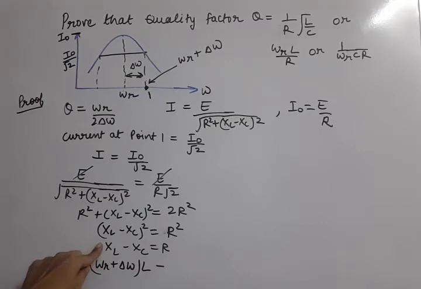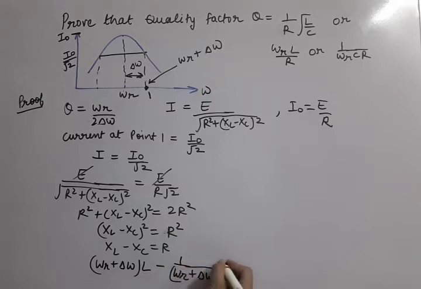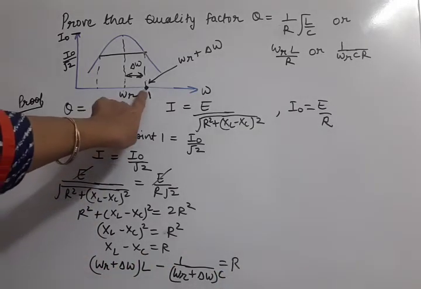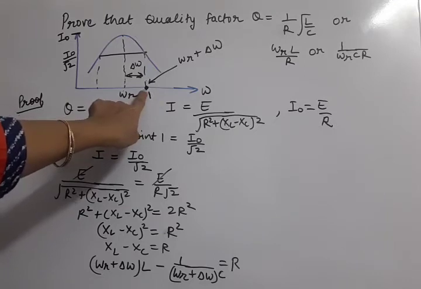This is written for XL. Now in the same manner, 1 upon omega C formula we have written for XC. Where are we finding the current? At this point we are finding the current. So we are finding the current by two formulas.